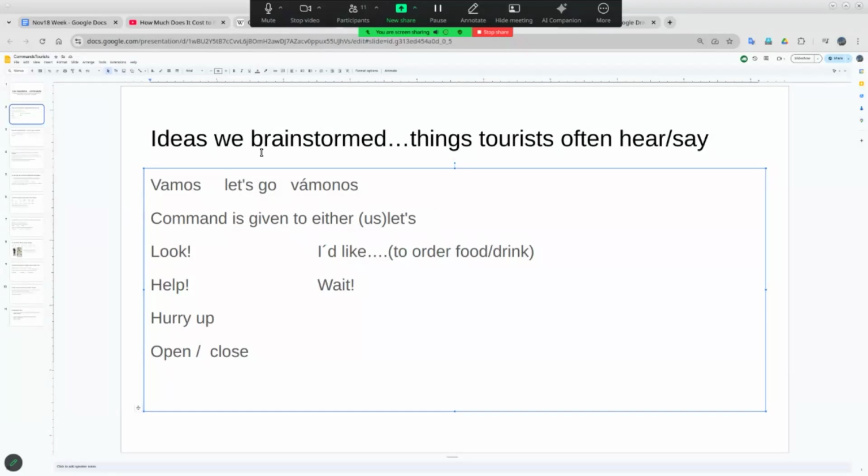It means I'm including myself in the group. So a command is given either to us in a let's command or to somebody who is you. But think about that. How many words could you be? It could be tú, usted, ustedes. In Spain, it could be vosotros. And there are different commands for all of those yous.